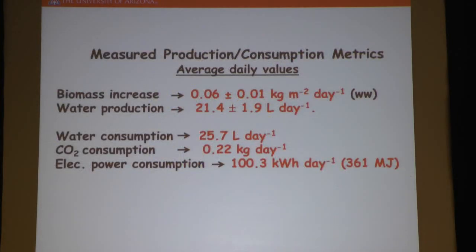Some numbers will be available to you. It's also online. May not mean too much at this point, but there's numbers. Biomass increase, 60 grams per day, wet weight. The entire unit was on load cells, so we could know weight every day in real time. Water production, 21 liters per day. Of course, you have to know how many plants are in there. But water consumption, 25 liters per day. We lost some. We're not sealed very tight, not full tightness for sure. CO2 consumption, 20.22 kilos per day. Electric power, the big one, 100 kilowatts per day with lighting and pumping requirements.